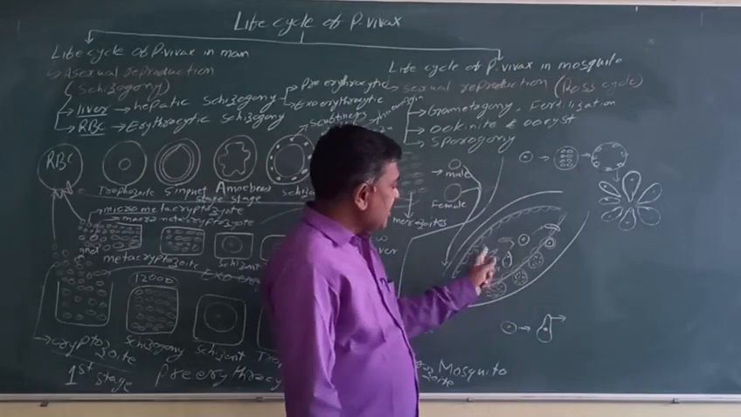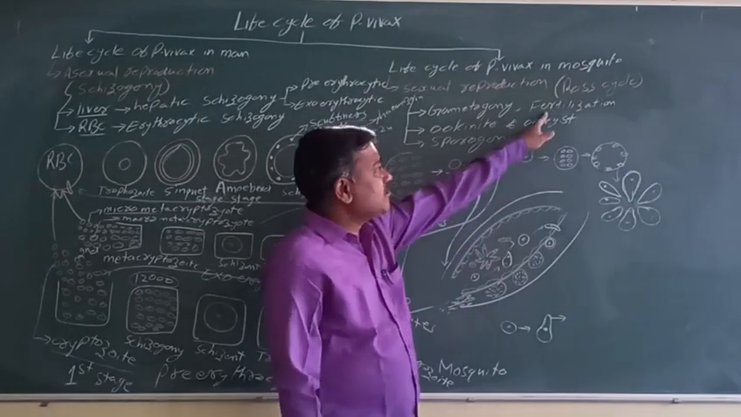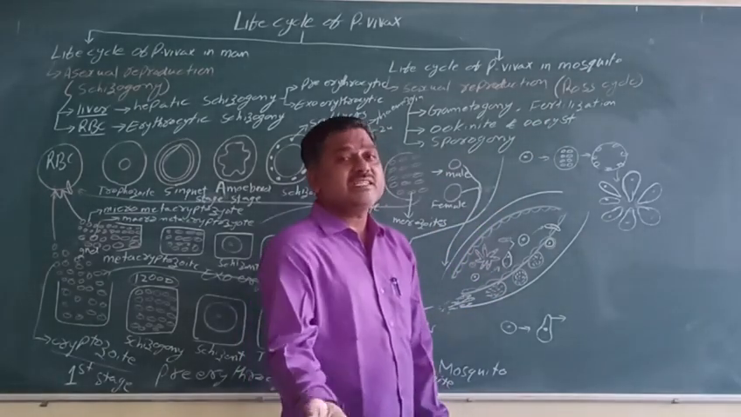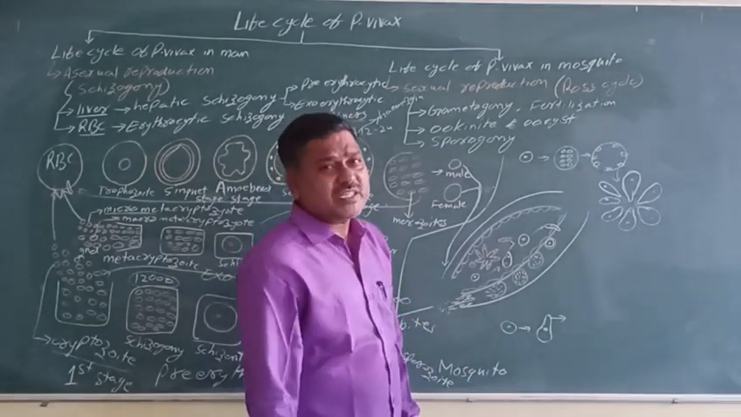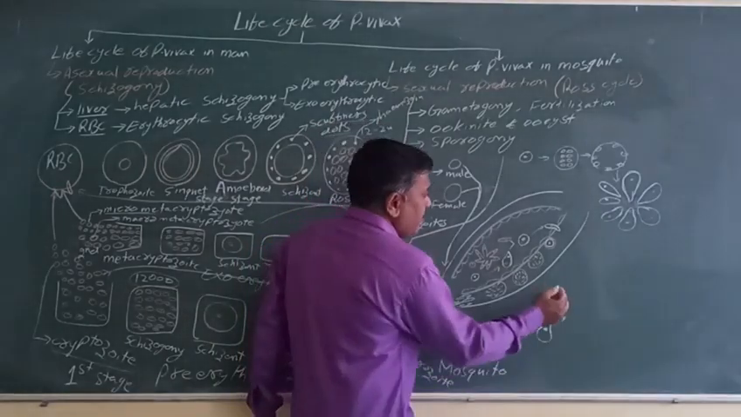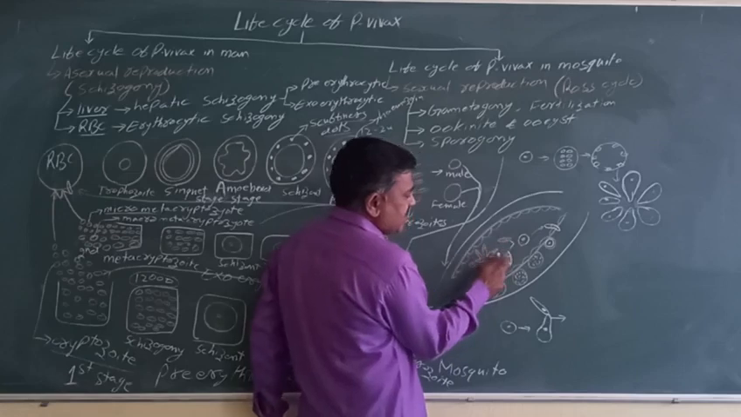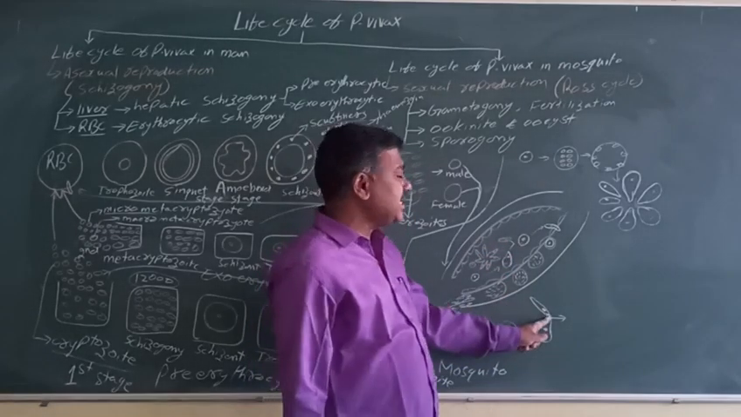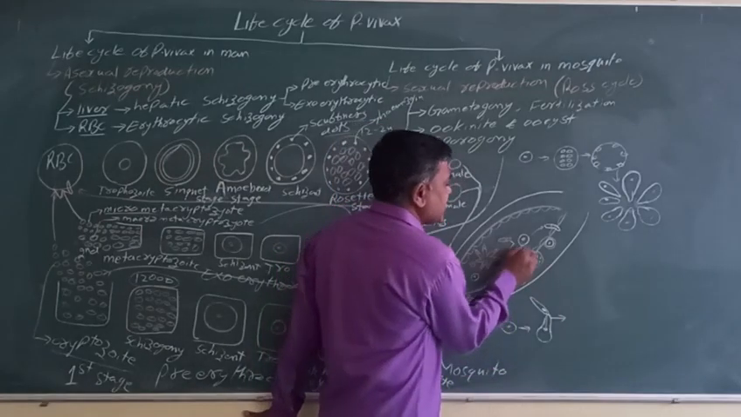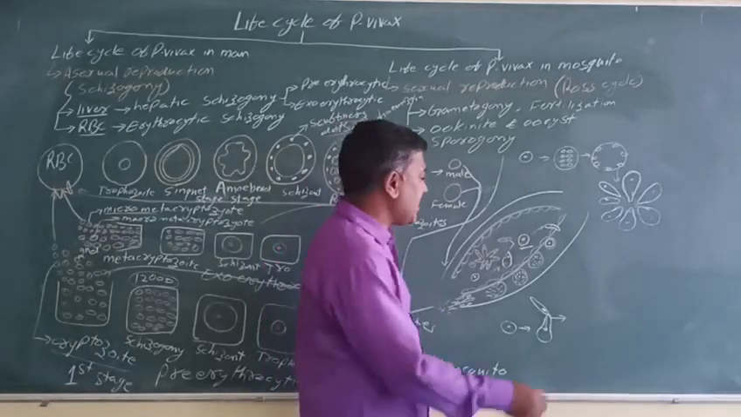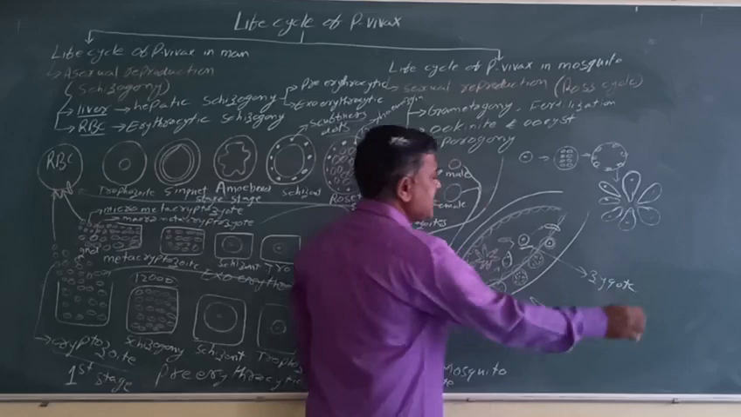So gametogony is completed: male gamete formation and female gamete formation. Next one is fertilization, the process of fusion of male and female gamete, which leads to formation of the zygote. Here, the male gamete comes and attaches to the female gamete at the fertilization cone. With fusion of male and female gametes, there is a formation of a single cell called the zygote.